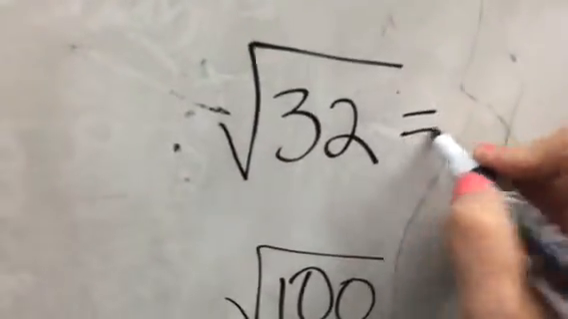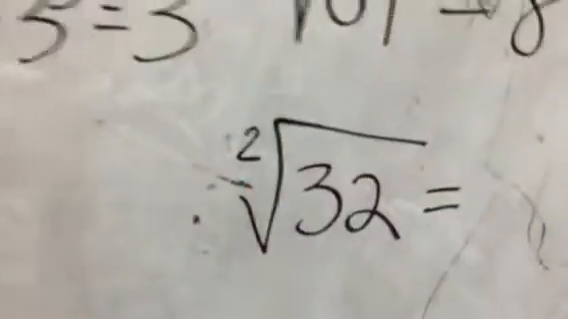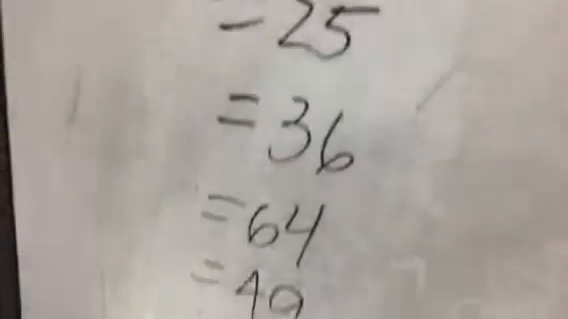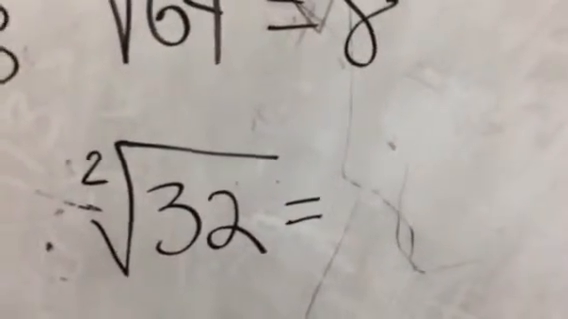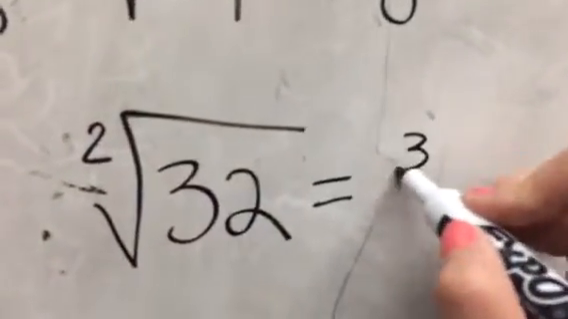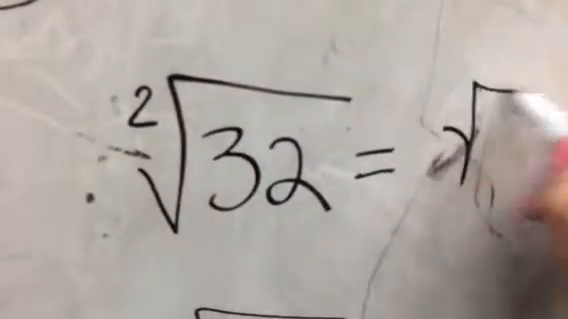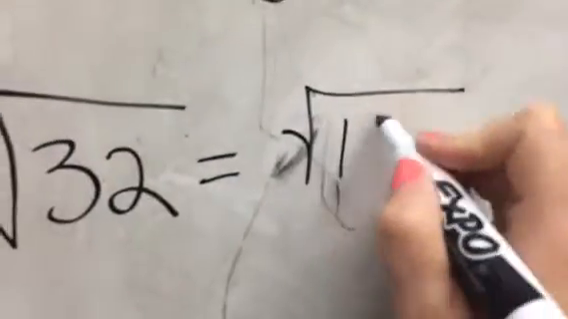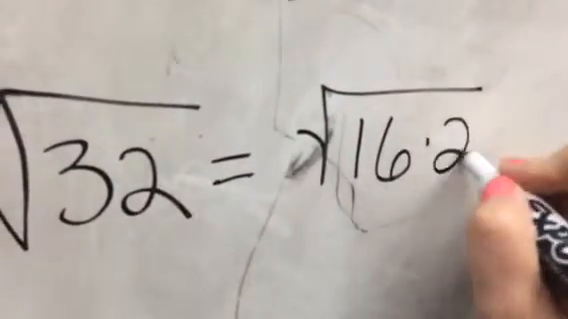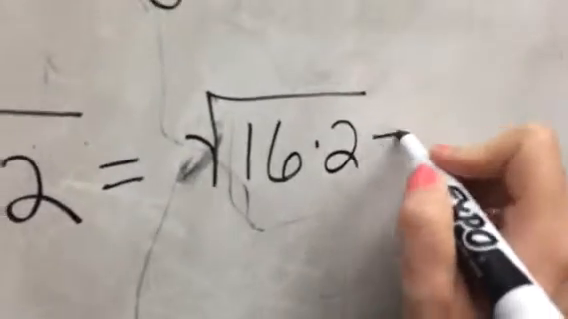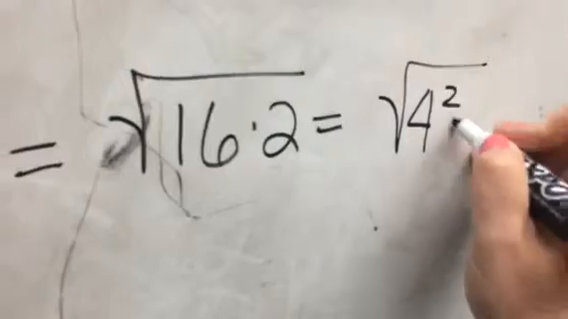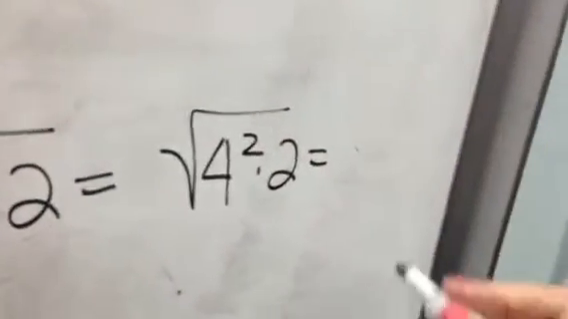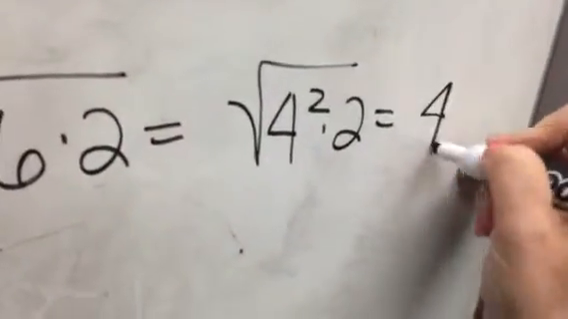Now here's the square root of 32. What we can do is we can only pop out numbers that are perfect squares. Okay, so think of 32. What number goes into 32 that's a perfect square? Hopefully you thought of 16 because 16 is a perfect square. 16 times 2 is equal to 32. If you notice, 16 times 2 is 4 squared times 2, and so 4 squared pops out as a 4.